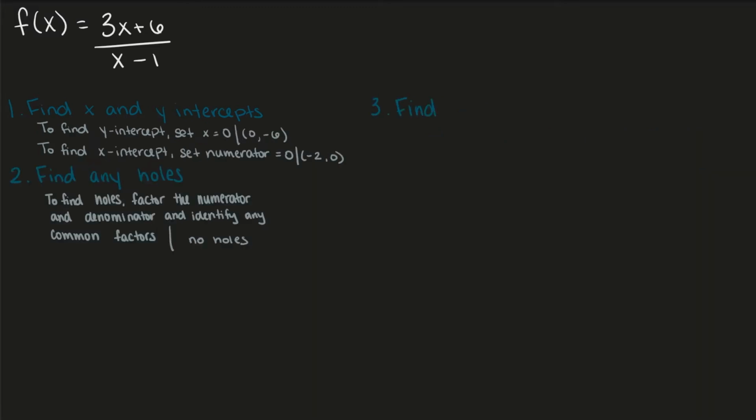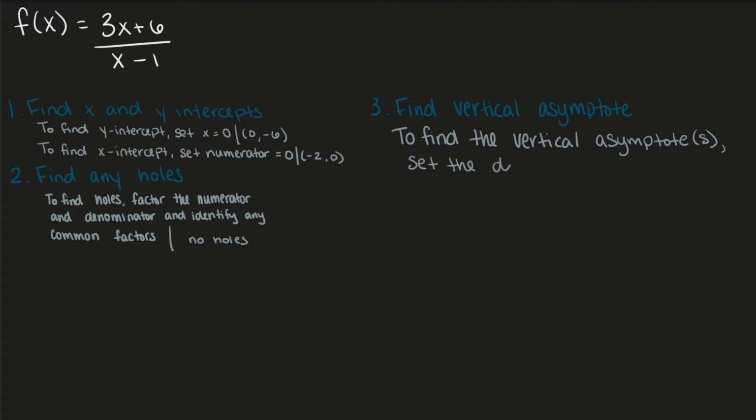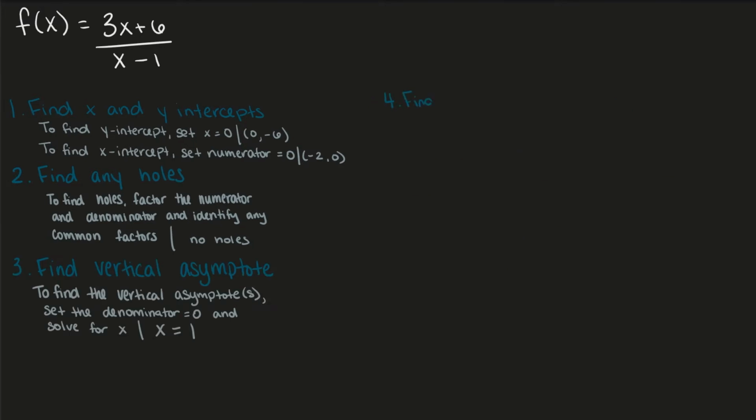Next, we'll find our vertical asymptote. To find our vertical asymptote, we set our denominator equal to 0, and then we solve for x. So in this case, we'll set x minus 1 equal to 0. Solving for x gives us x equals 1, meaning there's a vertical asymptote at x equals 1. Next, we'll find our horizontal asymptote.